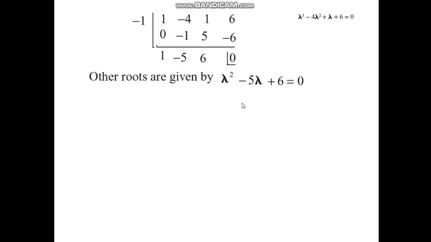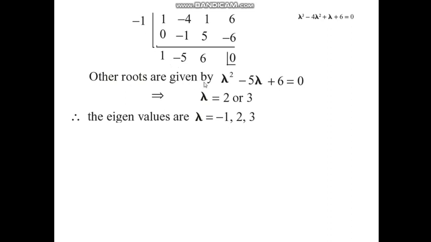Other roots are obtained by lambda squared - 5 lambda + 6 = 0. According to the theory of equations, we have two roots, lambda equal to 2 and 3. Therefore, the eigenvalues of the matrix are -1, 2 and 3.